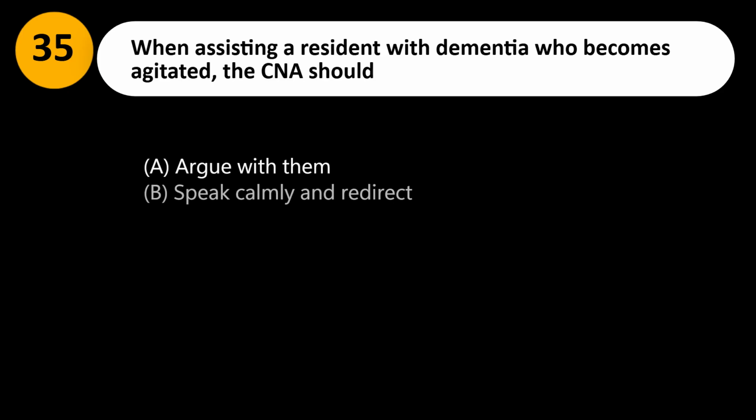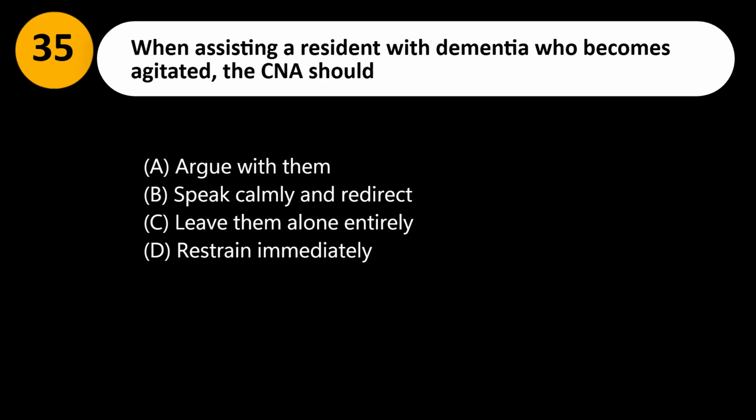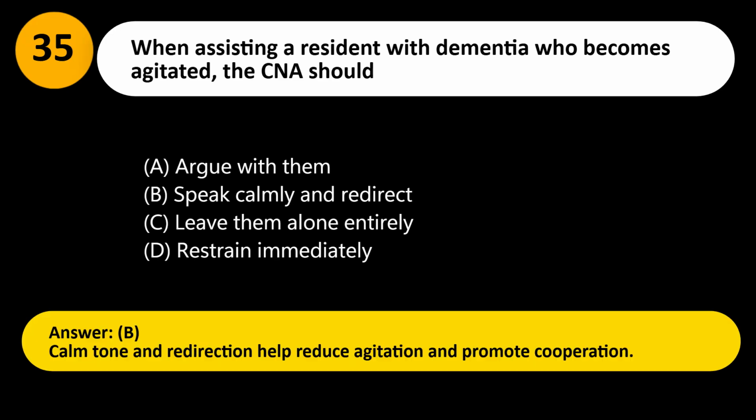When assisting a resident with dementia who becomes agitated, the CNA should A. Argue with them. B. Speak calmly and redirect. C. Leave them alone entirely. D. Restrain immediately. Answer: B. Calm tone and redirection help reduce agitation and promote cooperation.